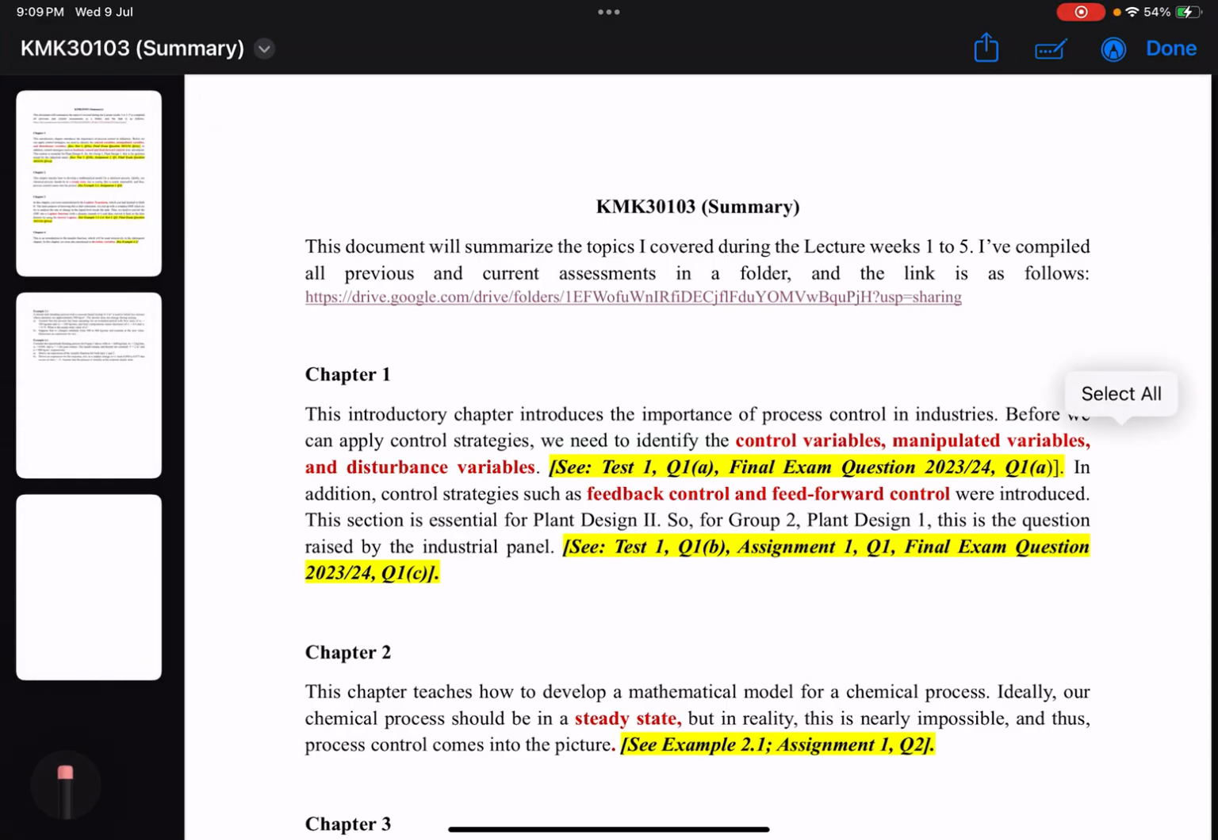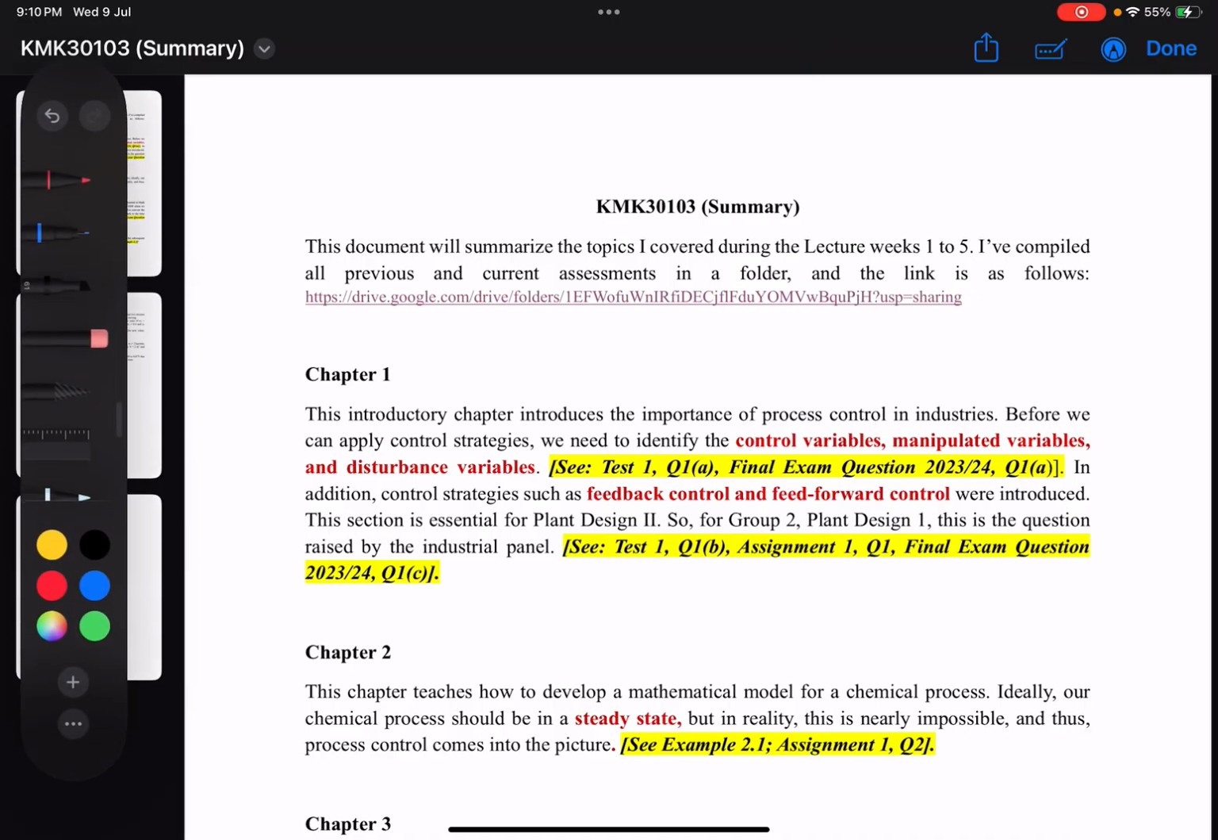Hello guys, in this video I'm going to summarize all the chapters which are already covered during my lectures for week number 1 until week number 5.